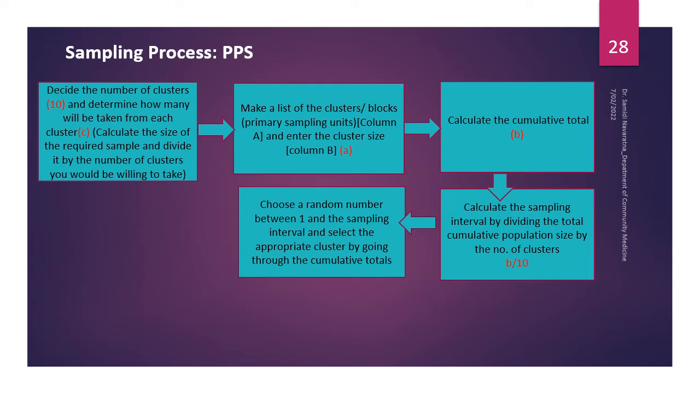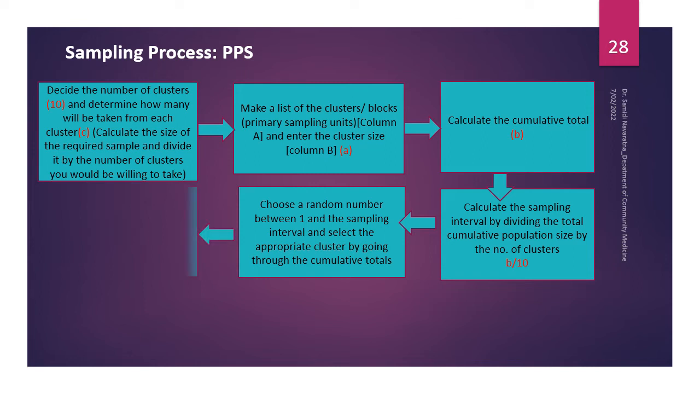Now, if the calculated cumulative total is like 20,000, you need to divide it by 10 to find the sampling interval. Then it would be 2,000. Then you have to choose a random number between 1 and 2,000 and select the appropriate cluster by going through the cumulative totals. Say you got something like 938 or something. Then you choose the cluster that contains that number.